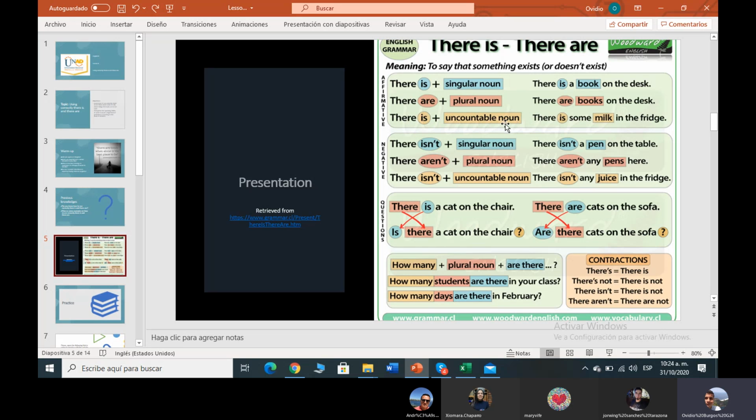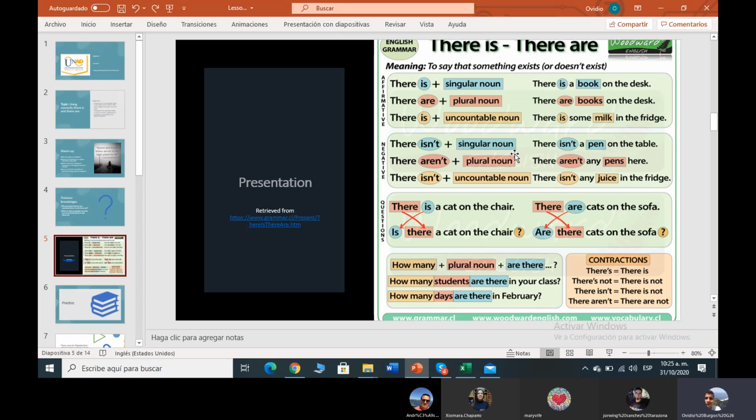There is plus uncountable noun. Example, there is some milk in the fridge, okay? There is some milk in the fridge. In the negative form, we are going to use the following structure. We are going to use there, next the verb is, in this case a form of the verb to be, followed by the negative particle, okay? Not. There is not. With the contraction, you are going to say there isn't.